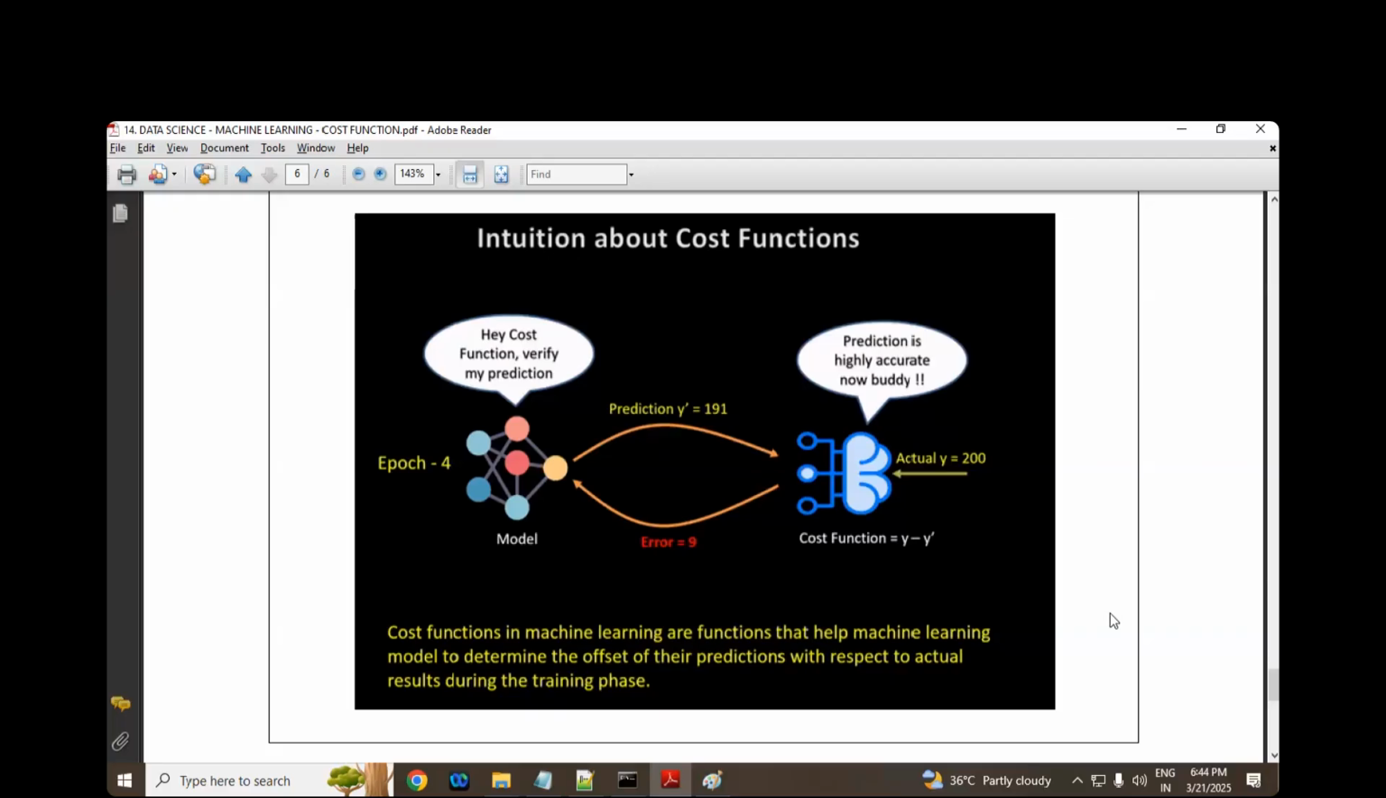Indirectly, the cost function is guiding whom? The machine learning algorithm. That's what you need to understand. For a machine learning algorithm, the brain is the cost function. The brain is what exactly, sir? Cost function. Make a note on this one, right?